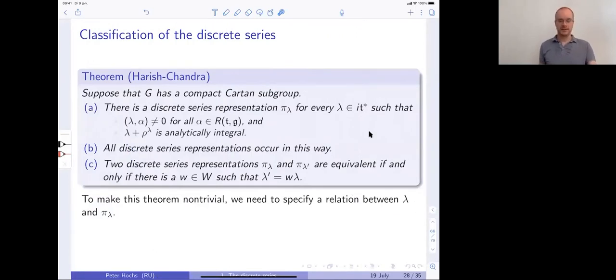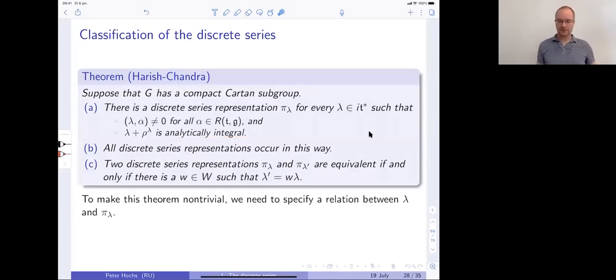Then the classification is this. We have to assume that G has a compact Cartan, otherwise it doesn't have a discrete series. Then the statement for now is a bit vacuous, but I'll give it more structure in a minute. For every λ in the imaginary-valued linear functionals on the Lie algebra of T, there is a discrete series representation. We first have to pick λ that have non-zero inner product with all the roots. Then λ defines a positive root system. And if we add this ρ term to λ, this has to be an integral element. And so this is a discrete set, a countable set.